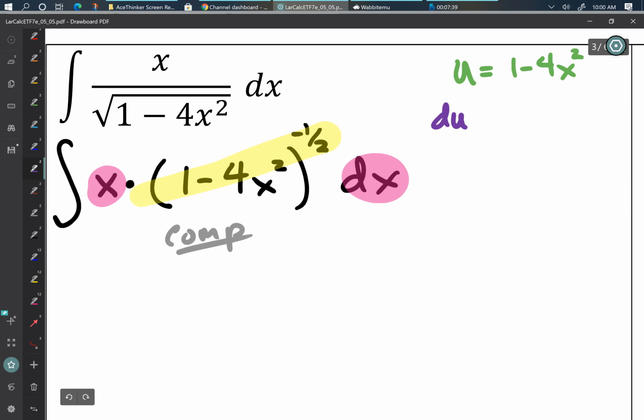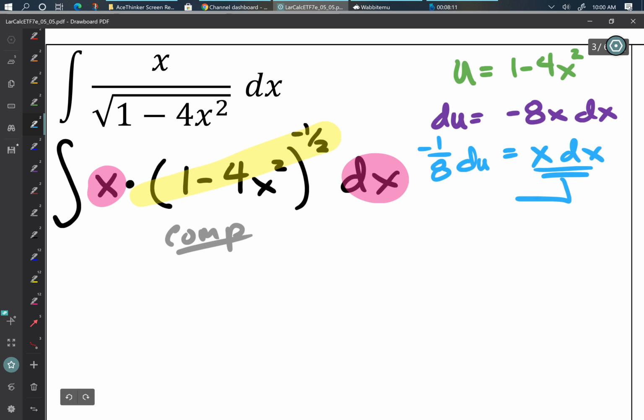Calculating differentials and all that, I get that du is negative 8x dx, and then I check to see if that matches what I was given in my integrand. And it doesn't. My integrand just has x dx, what's highlighted there in pink, and my du needs negative 8x dx. Well, this is the same problem I had a moment ago. I'm just going to fix it the same way. Divide both sides by that negative 8, and I get negative 1/8 du is equal to that x dx, and now this matches what I have over there, so I can do my substitution.